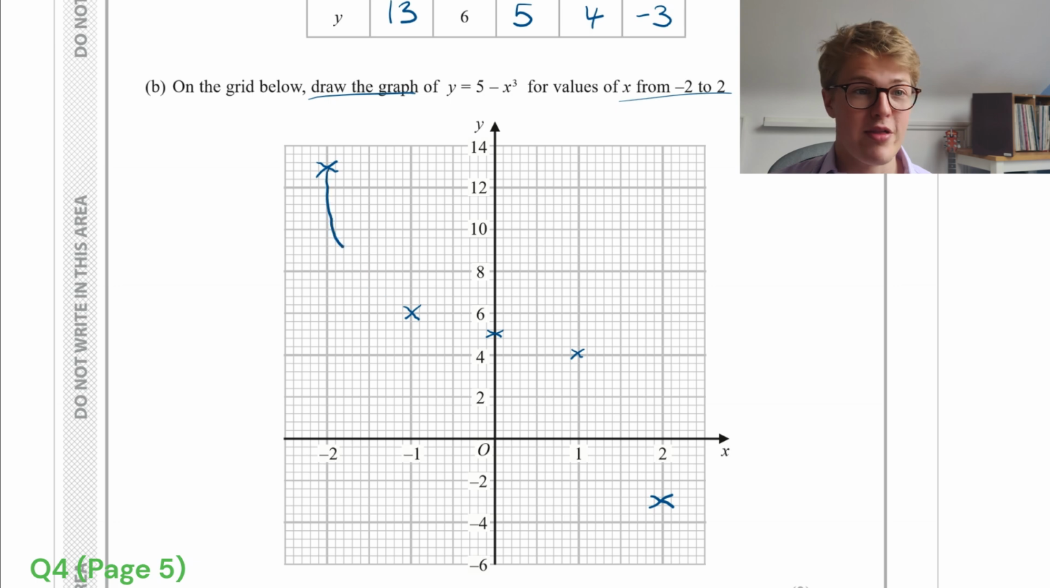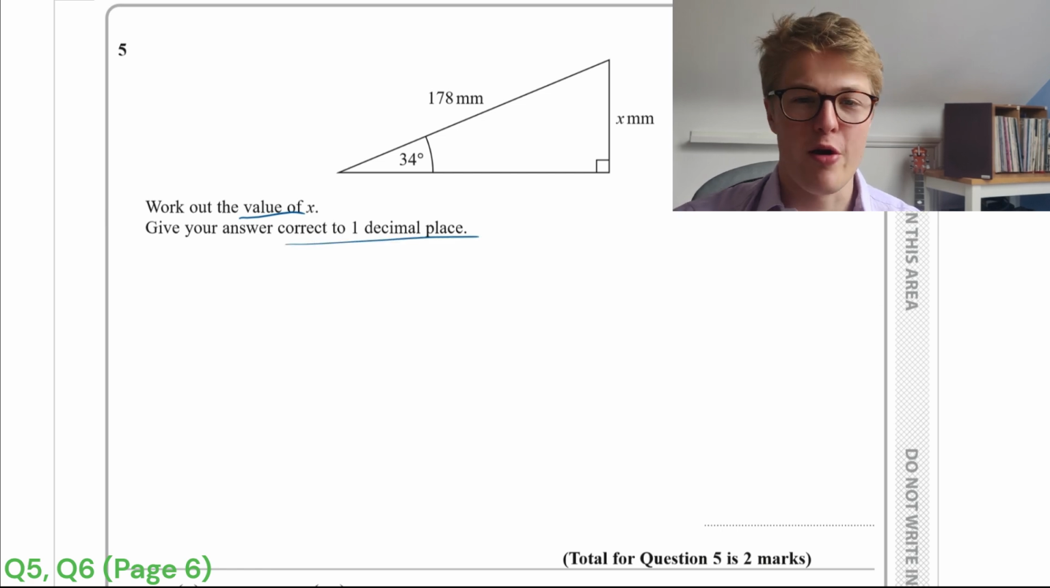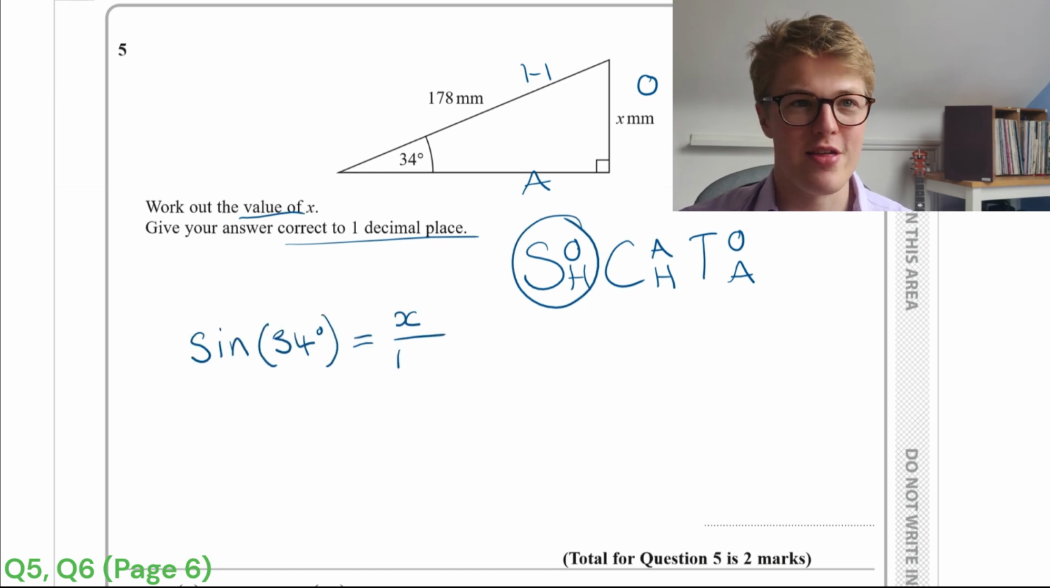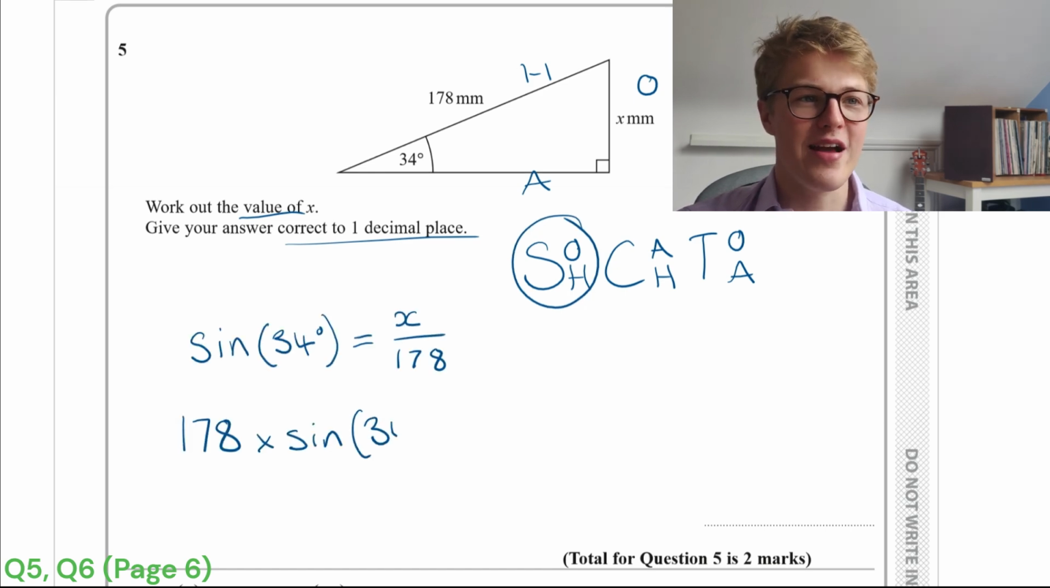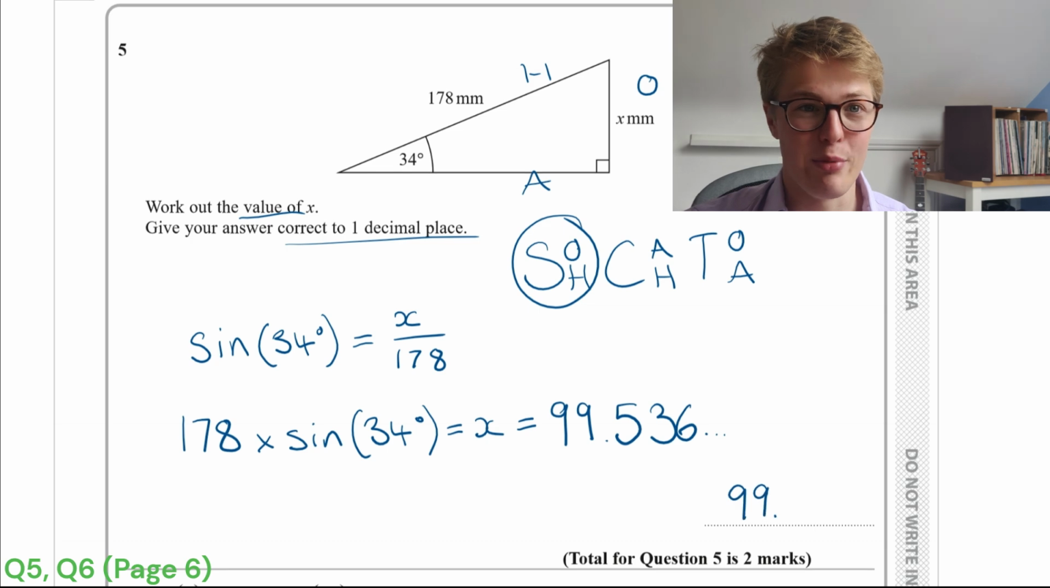So we just plot our points and then we join them up with a curve and that gives us our final answer. Work out the value of x, give your answer correct to 1 decimal place. So SOHCAHTOA is how we remember sine, cos and tan, and we can see that sine 34 is going to be x over 178. So 178 times sine 34 is going to be x, which is 99.536, so to 1 decimal place that's going to be 99.5.